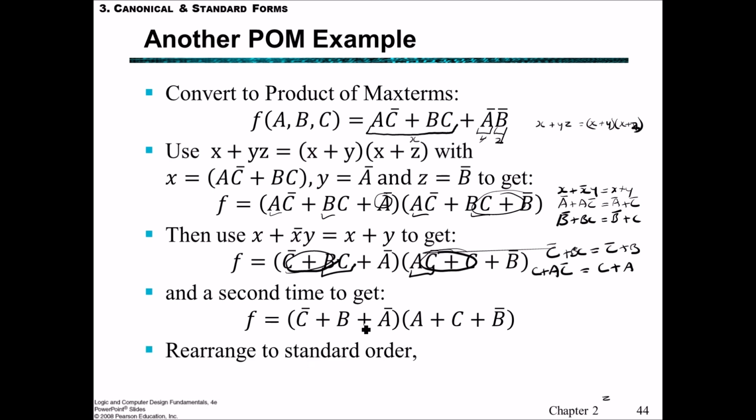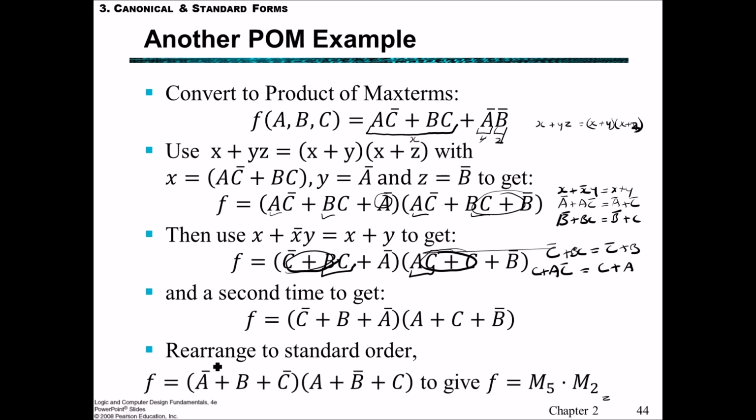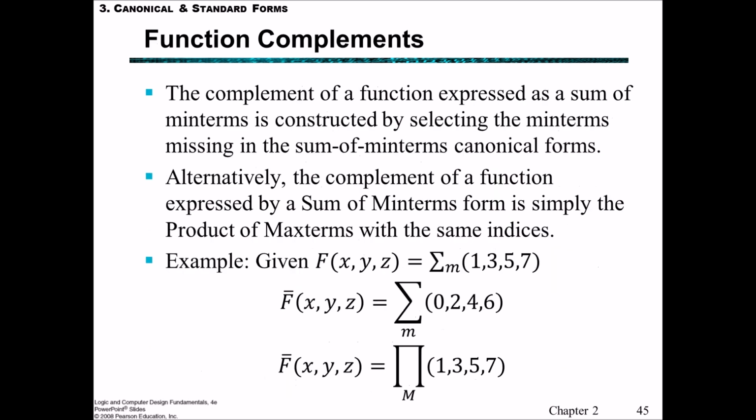Once we rearrange this into the standard order of ABC, it looks like this. And remembering for product of max terms, this corresponds to 1, 0, 1, 0, 1, 0, which is this number is 5, and this number is 2. So we did mention before that the functions are complements of each other.